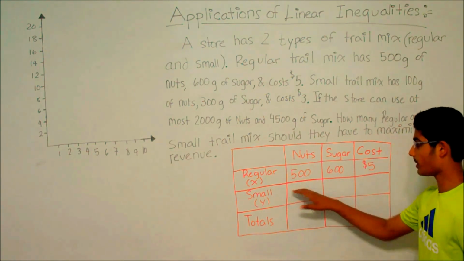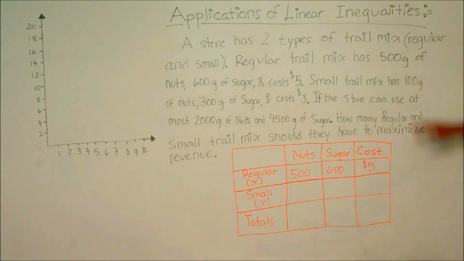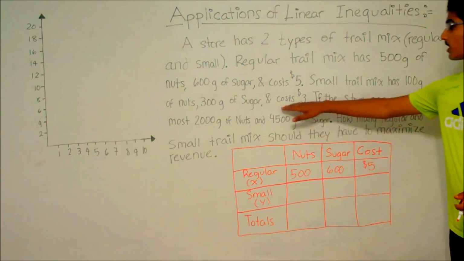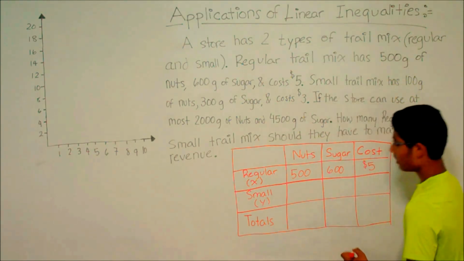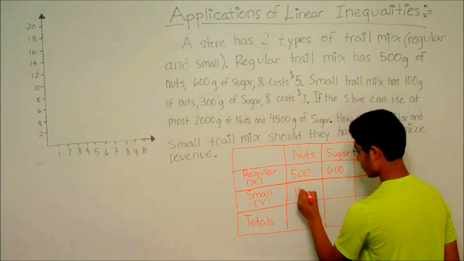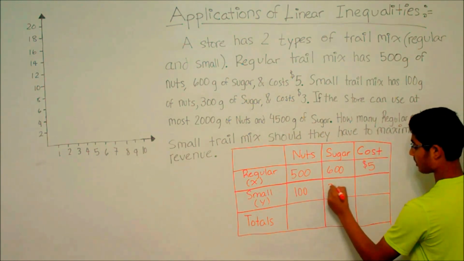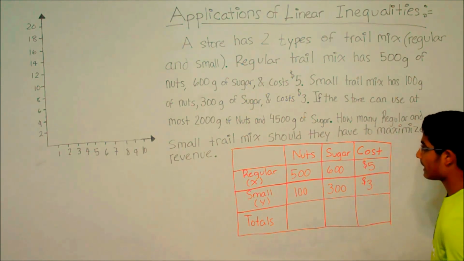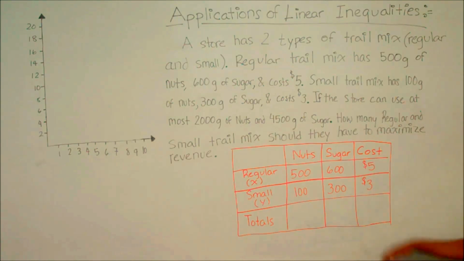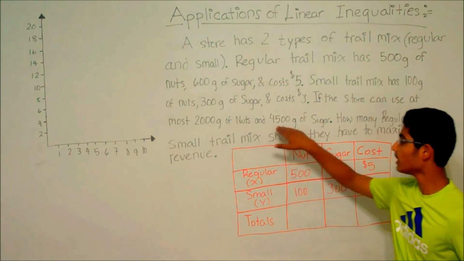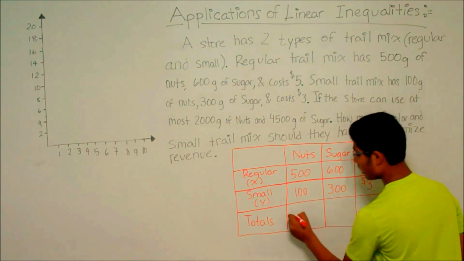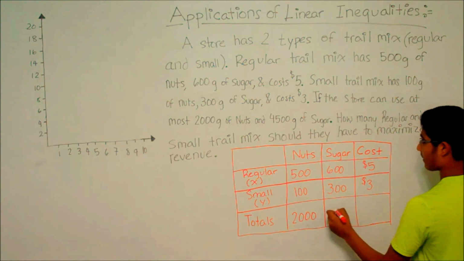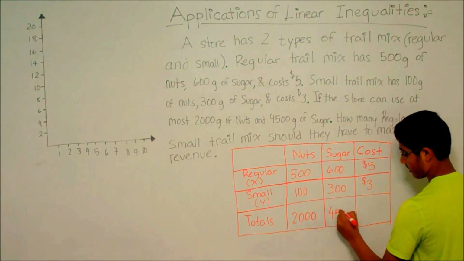Now, for the small trail mix, we know that it has 100 grams of nuts, 300 grams of sugar, and costs $3. Now we know that at most, the store can use 2,000 grams of nuts and 4,500 grams of sugar. So we're going to put that in the totals column.